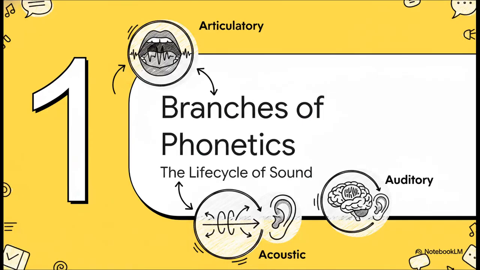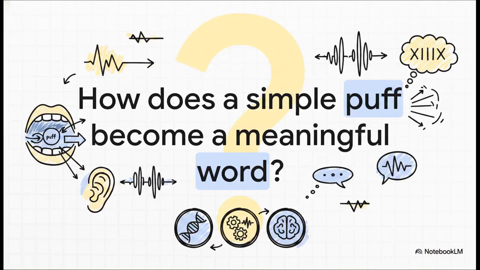The 3 branches of phonetics. To truly get how speech works, we first have to ask a pretty fundamental question. How exactly does a simple puff of air become a meaningful word? Answering that requires a huge multidisciplinary approach that spans biology, physics, and psychology. Linguists actually tackle this by dividing phonetic study into 3 main branches, which gives us a really complete view of a sound's entire life cycle.